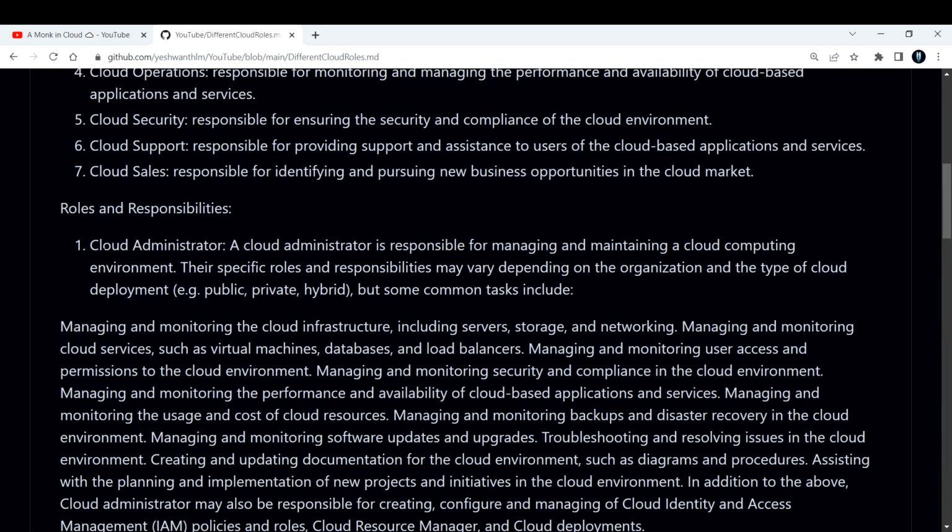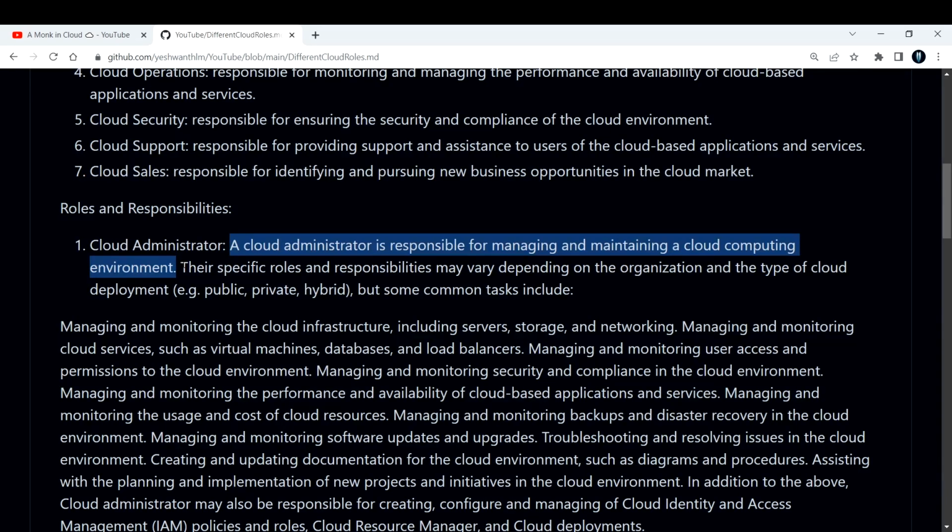Now let's discuss the first one. As I mentioned, what are the roles and responsibilities of a cloud administrator? A cloud administrator is responsible for managing and maintaining a cloud computing environment. He is solely responsible for maintaining and managing your cloud environment, right?